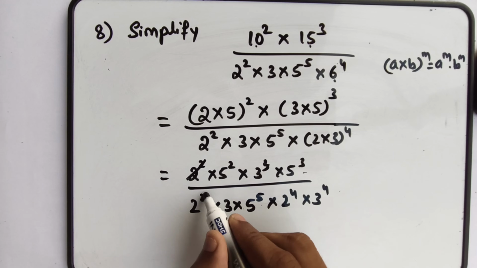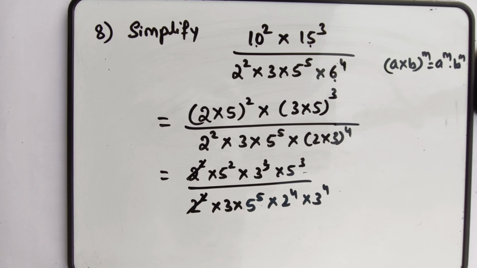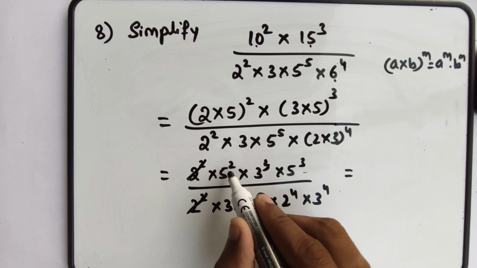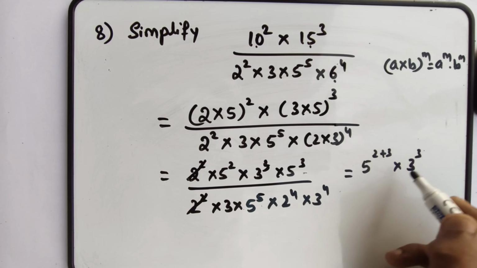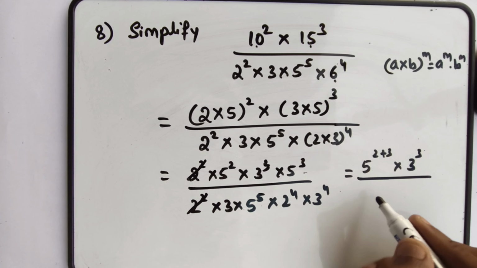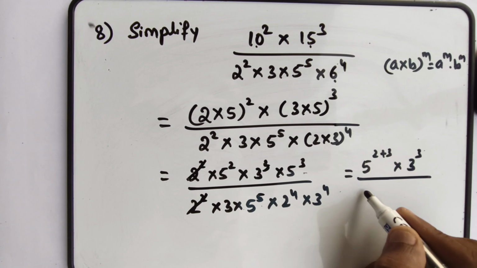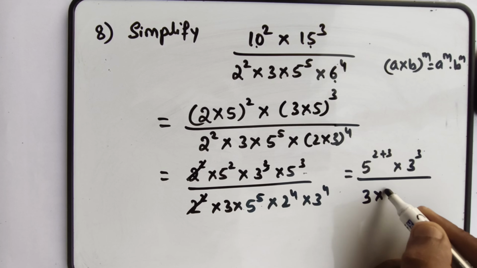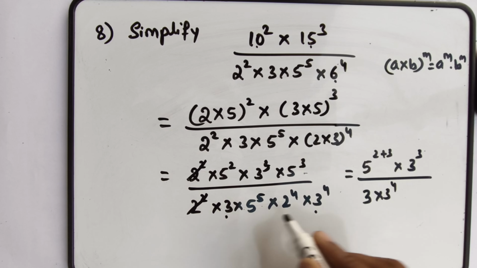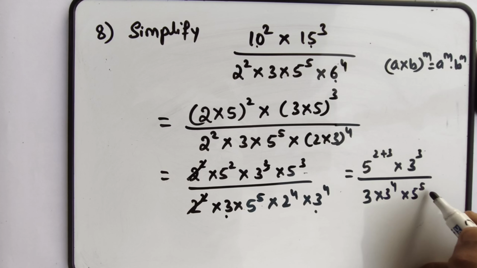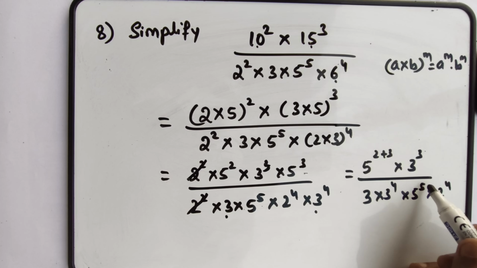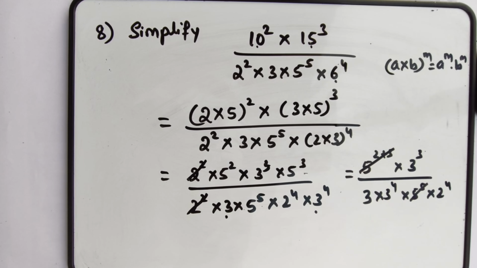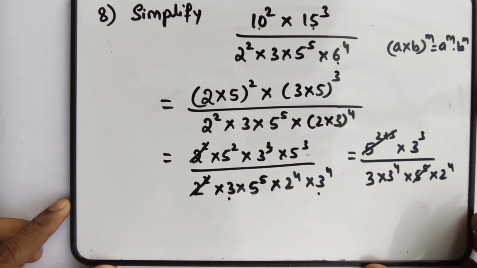Let us simplify this now. 2 square gets cancelled now. In the numerator, how many 5s are there? 5 square and 5 cube, that is 5 to the power 2 plus 3, into 3 cube, divided by 5 to the power 5 and 3 to the power 1 and 3 to the power 4, and 2 to the power 4. I'll write this now. This 5 to the power 5 and that 5 to the power 5 get cancelled here, and 3 cube.